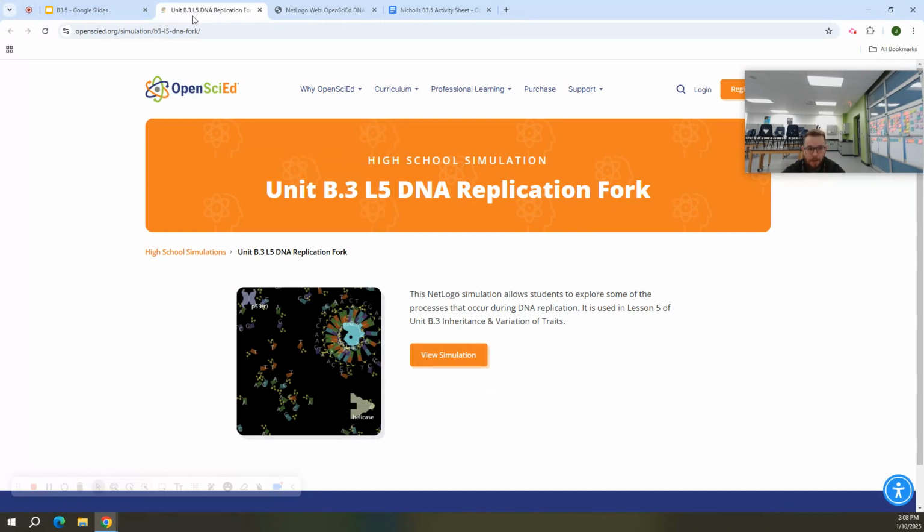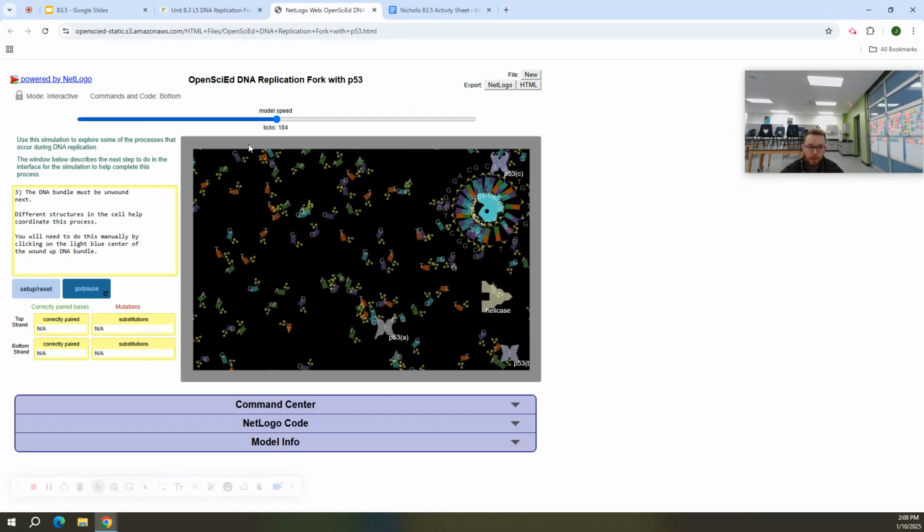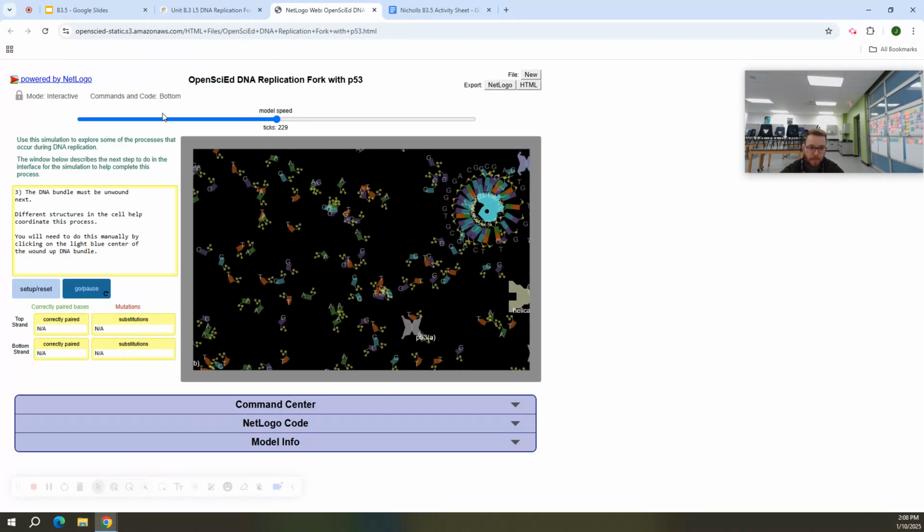It's going to take a while to load. Look for the circle loading ring of death up in the top. Once it's loaded, then you should have this orange button here. Okay, if the orange button doesn't show up immediately, don't freak out. We don't need to like reload the page a bunch of times. Just let it load. It's going to take some time. And then you're going to click on the View Simulation button on the OpenSciEd page, and that's going to bring you here.